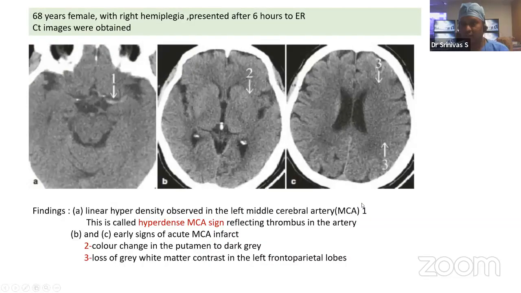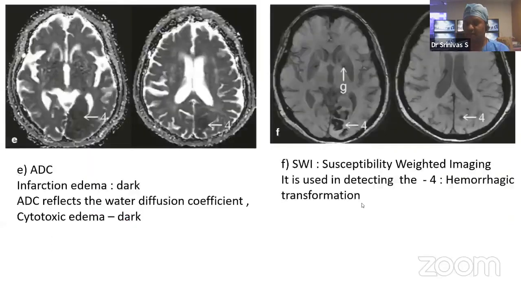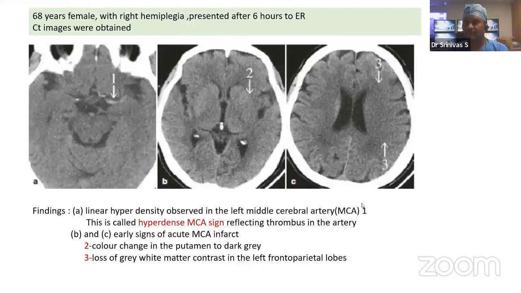So now we will go into some cases. A 68-year-old female with right hemiplegia presented after 6 hours to the ER. A CT image was done. Usually, whenever a patient has hemiplegia, we do a CT scan to know whether there is any bleed or not. So, CT scan is usually done always to know whether there is bleeding or not.